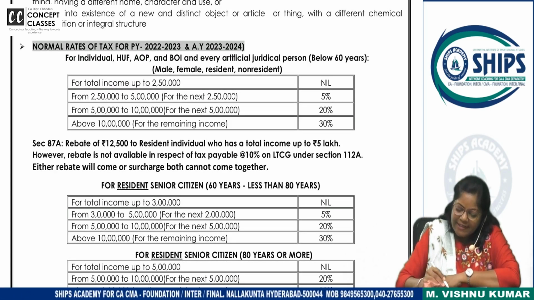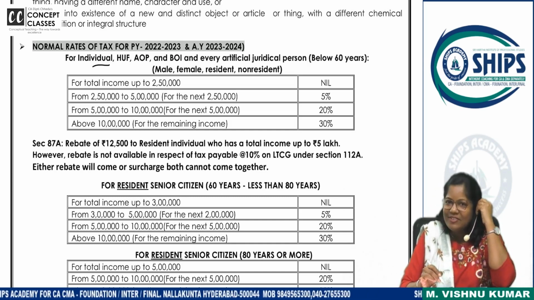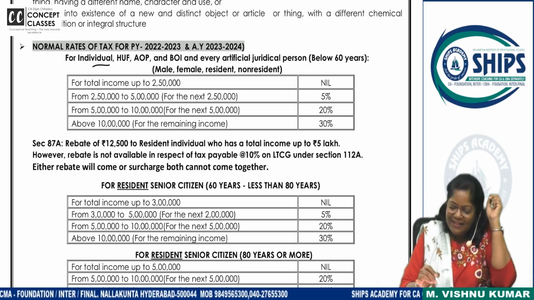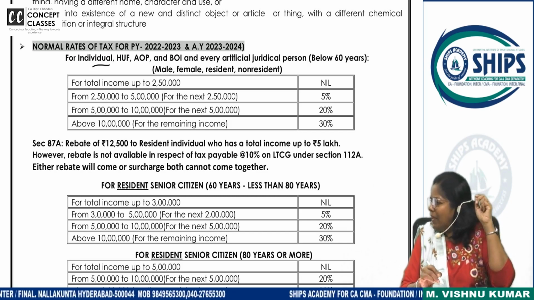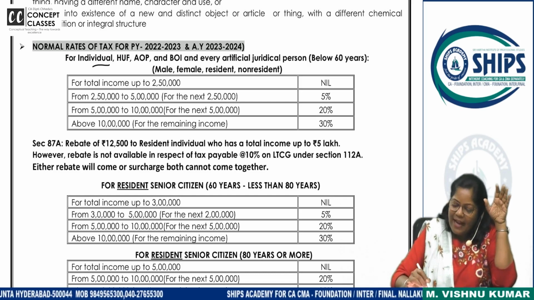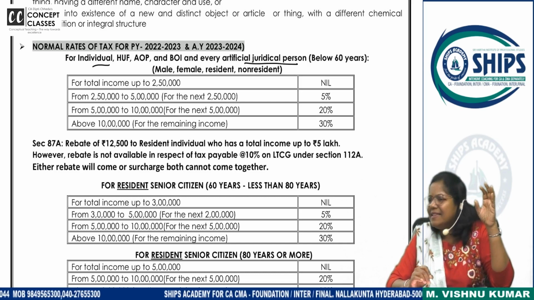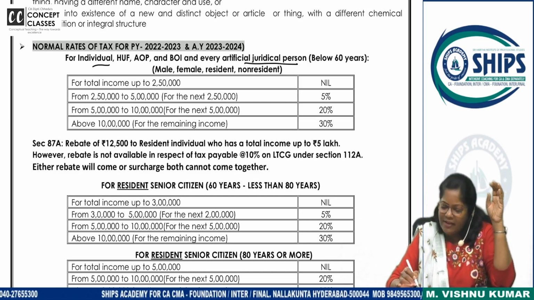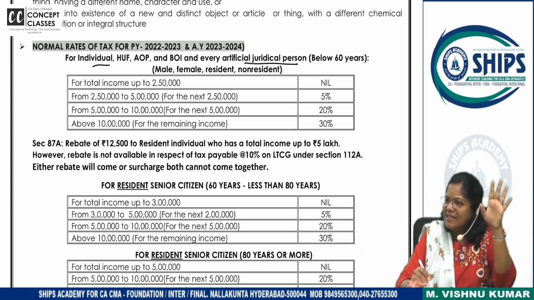Normal rates of tax for an individual. You remember the definition of person, who is an individual? Male, female, minor child, anyone. HUF, Hindu Undivided Family, Karta and co-partners and all. AOP, BOI we have discussed. And artificial juridical person: gods, deities, universities, colleges, education trusts and all, they have to pay the tax. Even resident and non-resident and all.